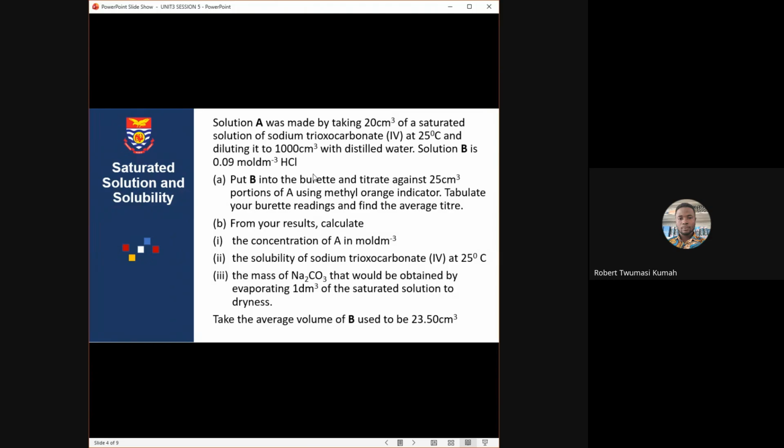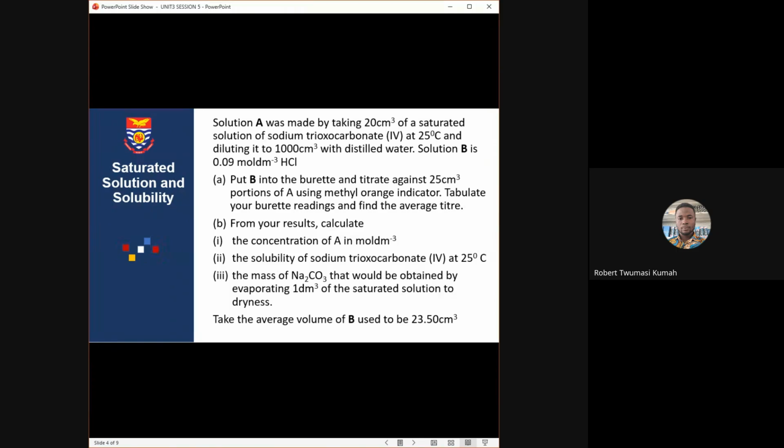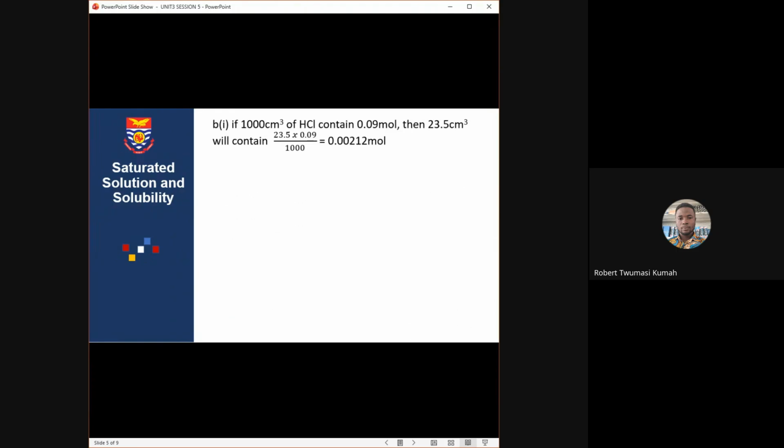All right, so let's proceed. As usual, all the rest are the same. We start with B. We can either use the formula that we used in the last session, or we can use first principles. 1,000 has a concentration of 0.09 mole per dm cube. So 1,000 equals 0.09. Then 23.5, the average titer, will contain how much? It will contain 0.0012. Then now we look at the agreement.